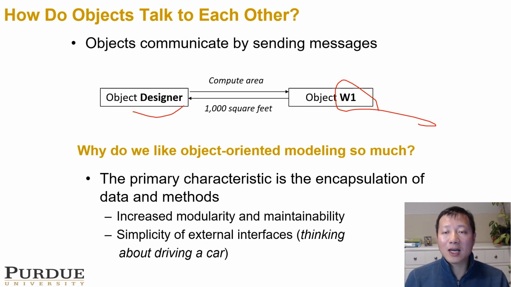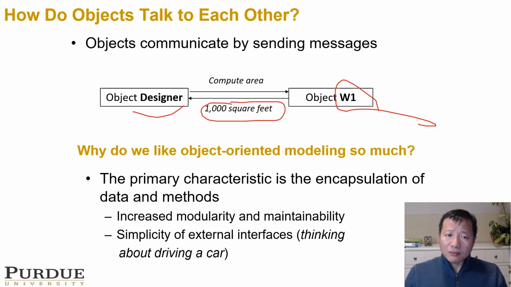Calculate area is a behavior or function that object W1 has. So object W1 does the calculation, gets the result, and sends this 1,000 square feet result back to the calling object, which is the designer, right? So this process shows that objects communicate with each other by sending messages. And the process of sending messages, in the programming context, we call an interface.